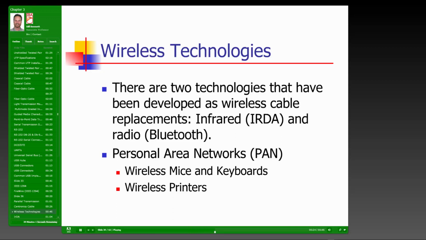These technologies create for us what we call personal area networks. So if you've got a wireless mouse and a wireless keyboard that you use to communicate with your computer, or even maybe a wireless printer, then those peripheral components and the computer would make up your personal area network, or your PAN.